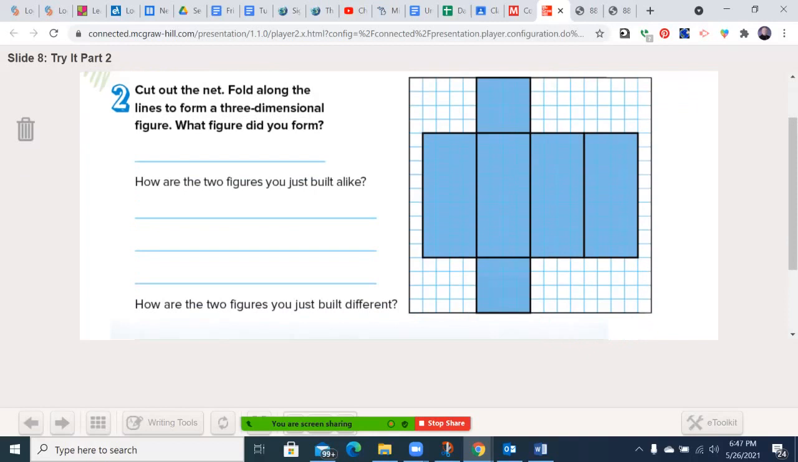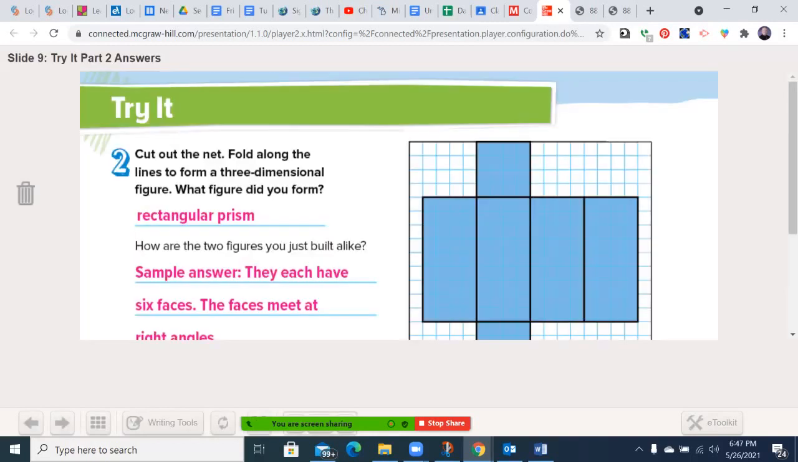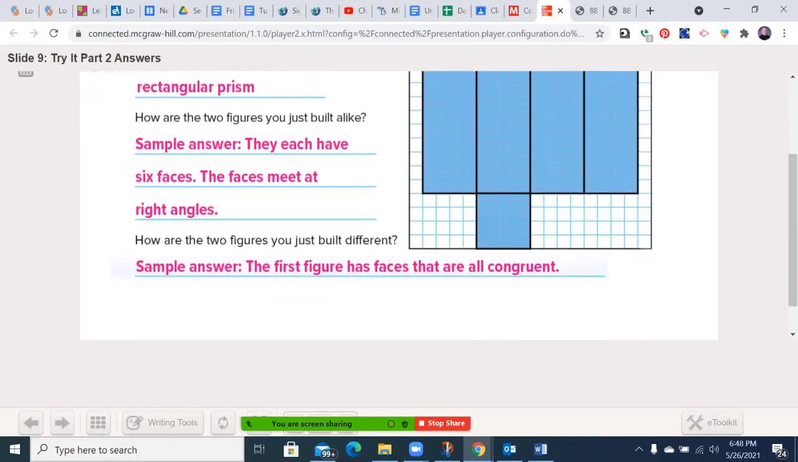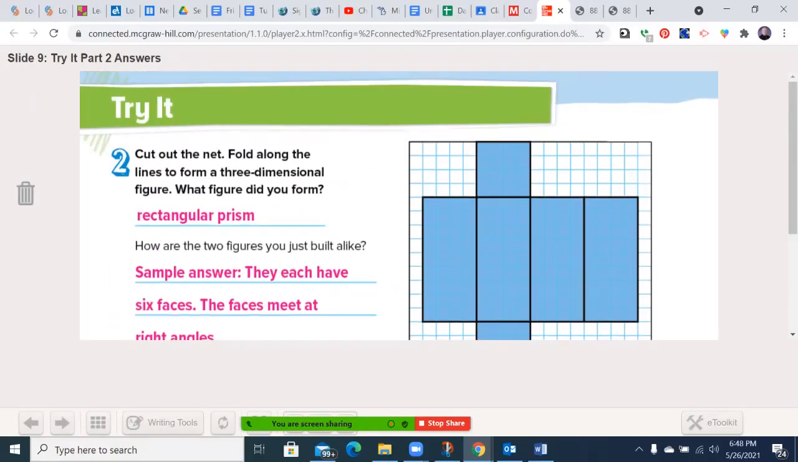So we cut it out, and we get a rectangular prism, like a Kleenex box. They each have 6 faces. That's how they're alike, and the faces meet at right angles. And how are they different? The first figure has faces that are all congruent. These ones are not all congruent. By the way, where these all meet, each corner is known as a vertex. And each of these, once it's folded, is known as an edge.